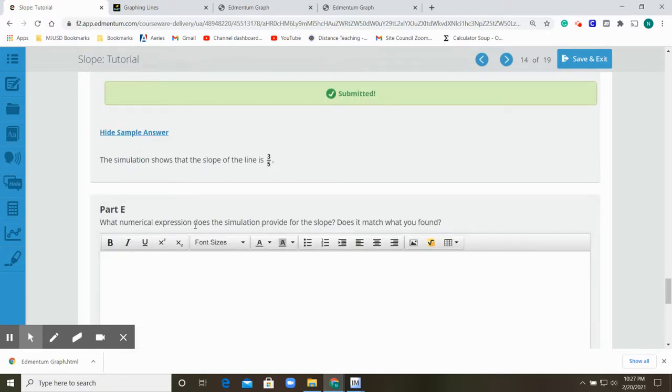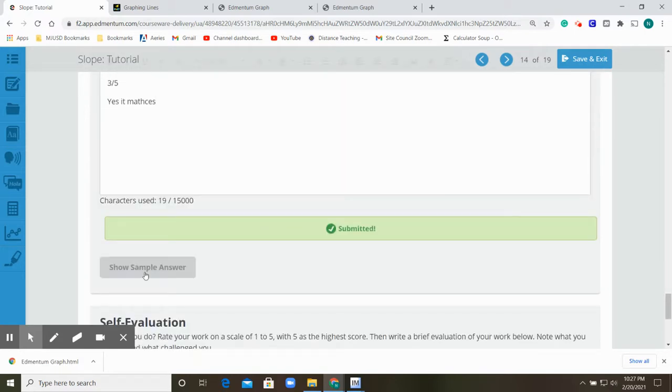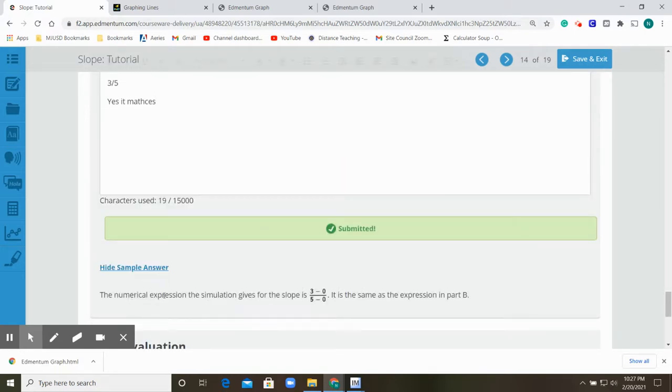What numerical expression does the simulation provide for the slope? Does it match what you found? So it gives us 3 over 5, and yes, that matches. Is that the right word? Matches? The numerical expression the simulation gives for the slope is 3 minus 0 over 5 minus 0. It is the same as the expression in part B.